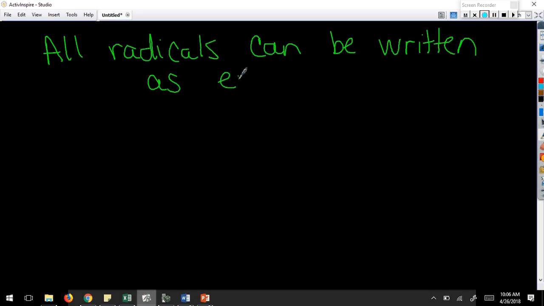What's an exponent? A little number up top, okay, a power. All roots can be written as exponents, and here's how it works.